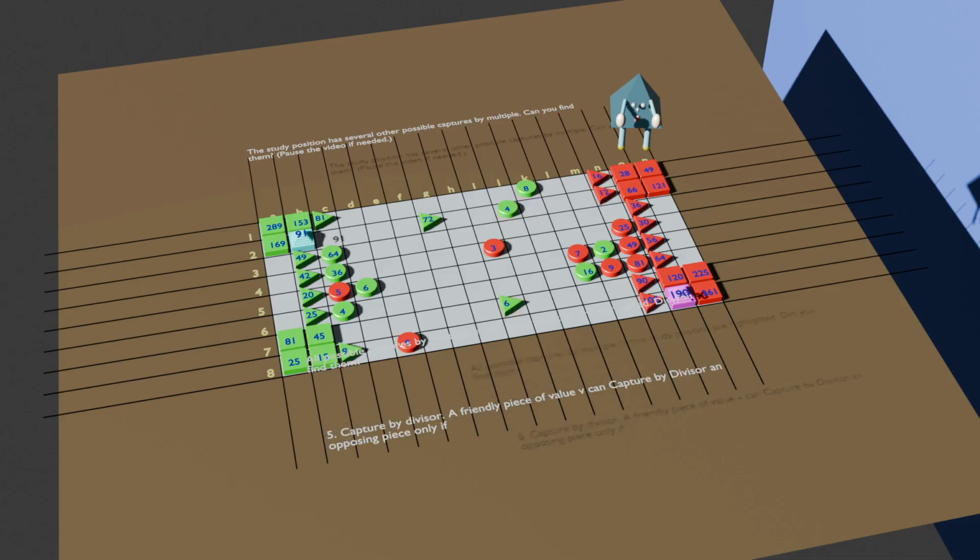5. Capture by divisor. A friendly piece of value v can capture by divisor an opposing piece only if a. The friendly piece is exactly d unoccupied squares away from the opposing piece, and b. The opposing piece has value v divided by d and is on the same rank or the same file as the friendly piece.